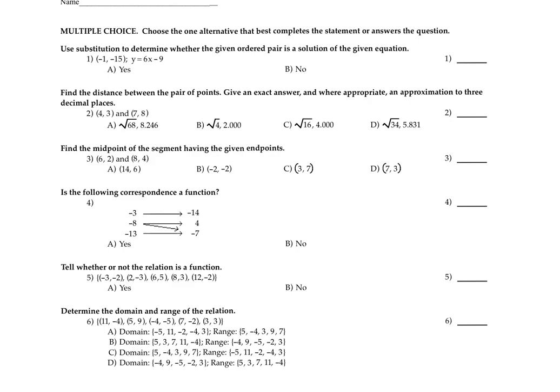You're simply going to take the ordered pair, plug it in for x and y, and figure out, does it work or not? Does that point satisfy that equation? If it does, you say yes. If it doesn't, you say no.